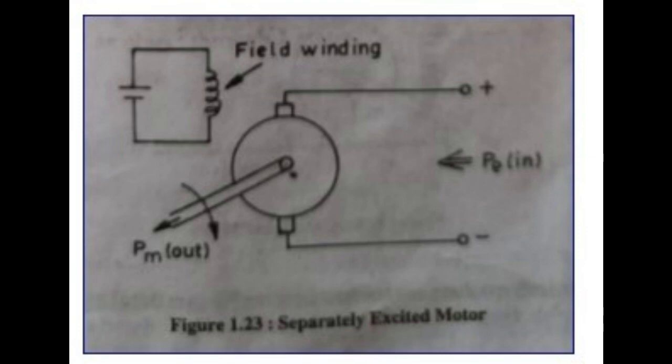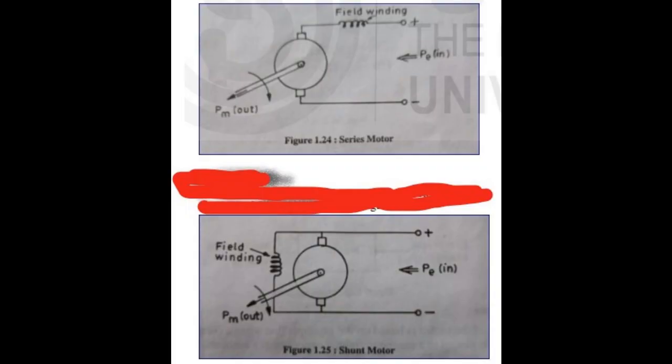Self-excited motor. In this type of motor, the field winding is excited by a part of the current drawn from the source by itself. On the basis of the nature of the connection of field winding, the self-excited motors can be classified into three categories, i.e., series motor, shunt motor and compound motor. A. Series motor. In this type of motor, the field winding is connected in series with the armature as shown in figure 1.24. Application. Series motors are used in railway traction.